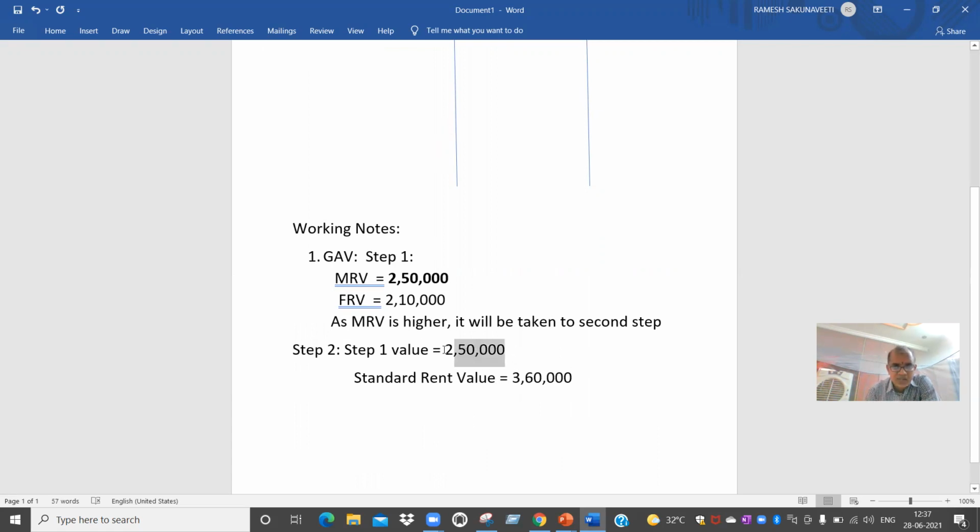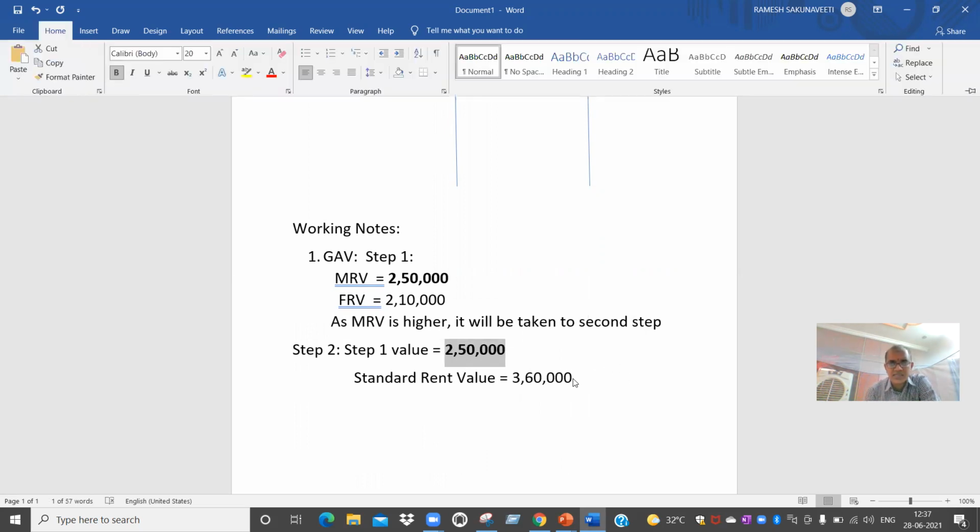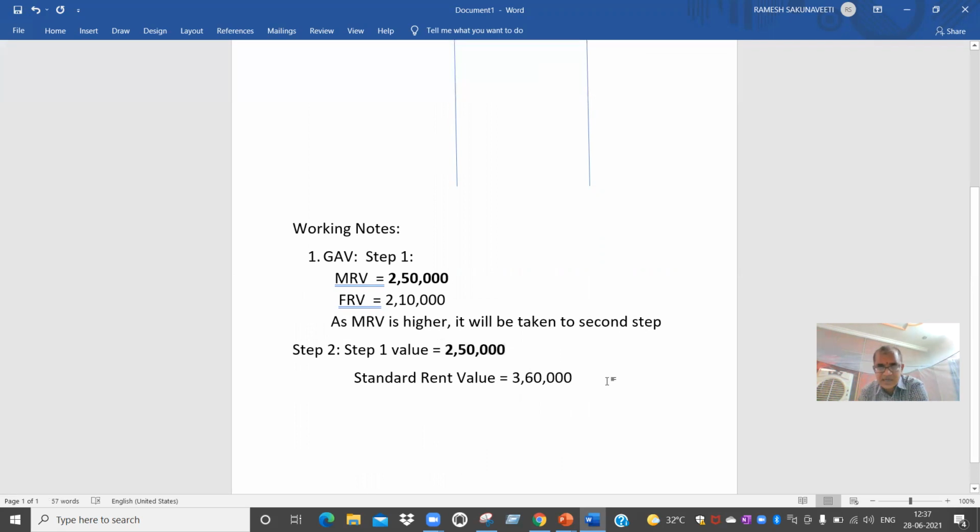So this amount is less. Okay. So this you have to take to the third step. You have to write a sentence. See, as MRV is lower, it will be taken to the third step. Okay. Now you have to write step 3.